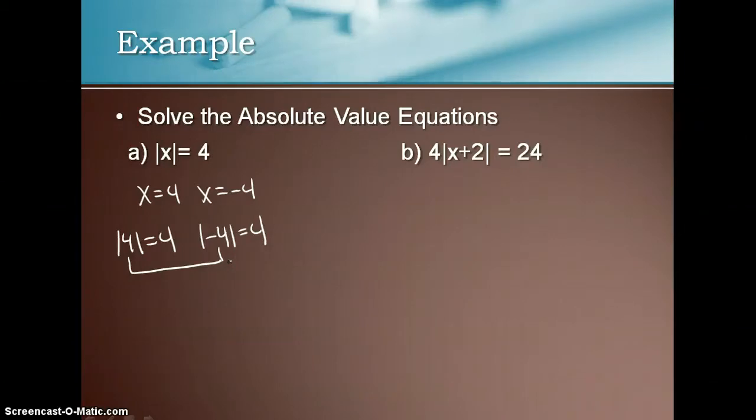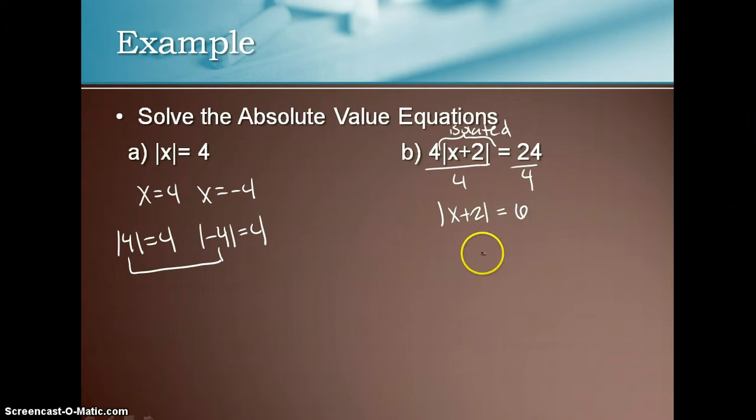So part B has 4 times the absolute value of x plus 2 is equal to 24. The first thing that you want to do is to isolate the actual absolute value itself. So this needs to get isolated. To do that, we have 4 times the absolute value, so we're going to divide both sides by 4, and you'll get the absolute value of x plus 2 is equal to 24 divided by 4, which is 6.